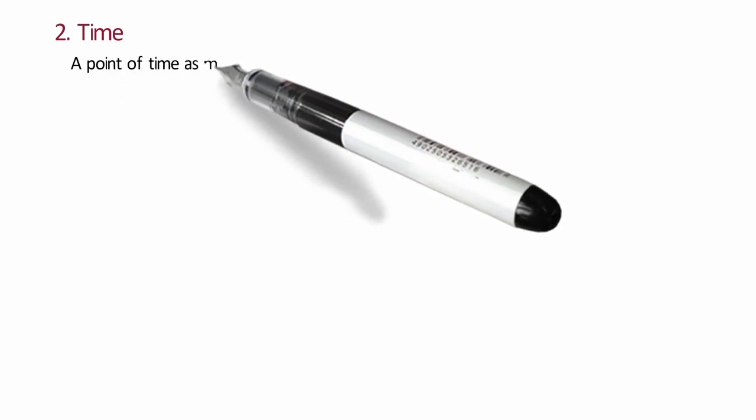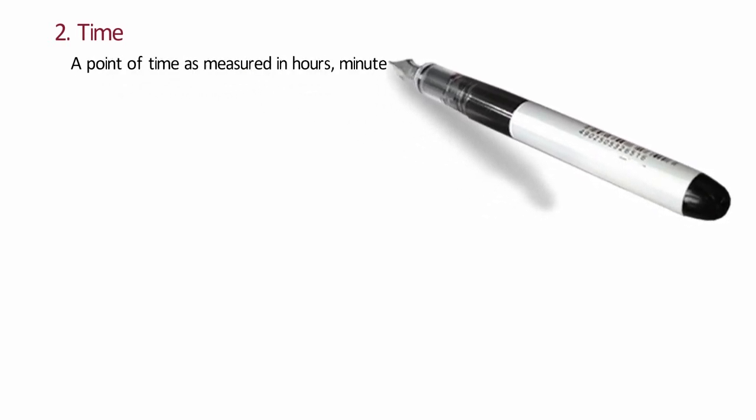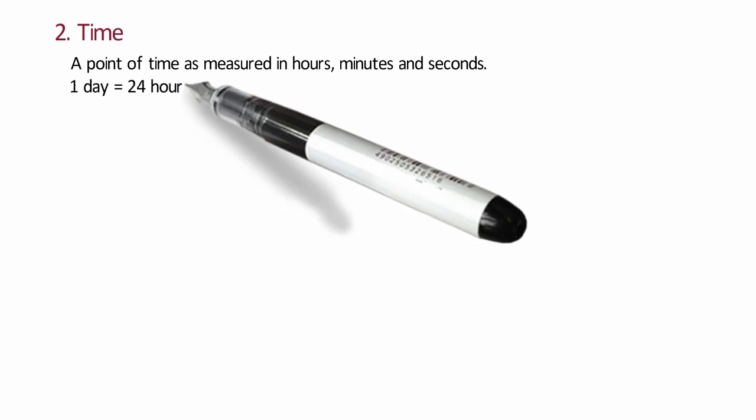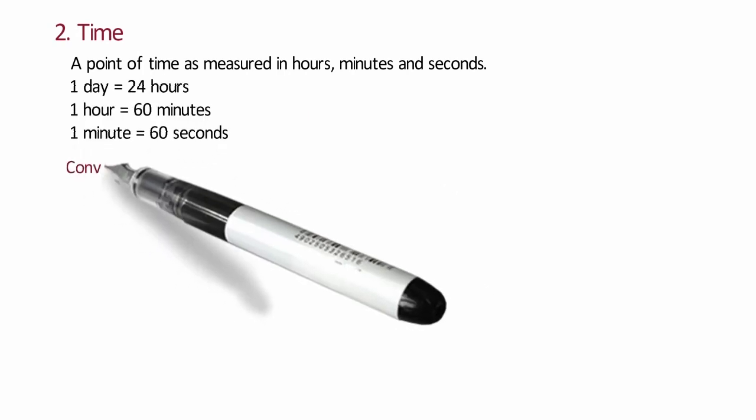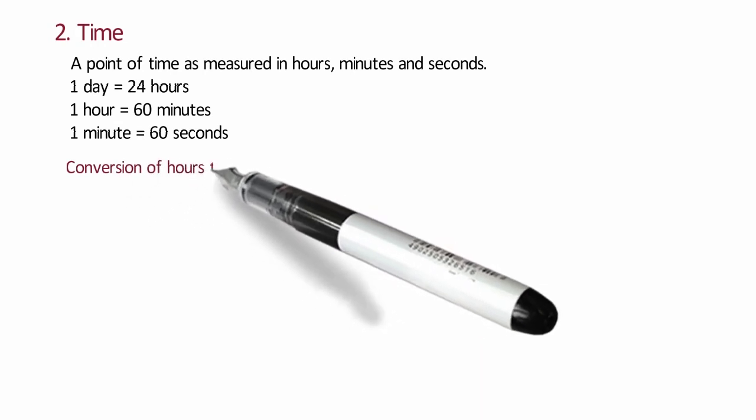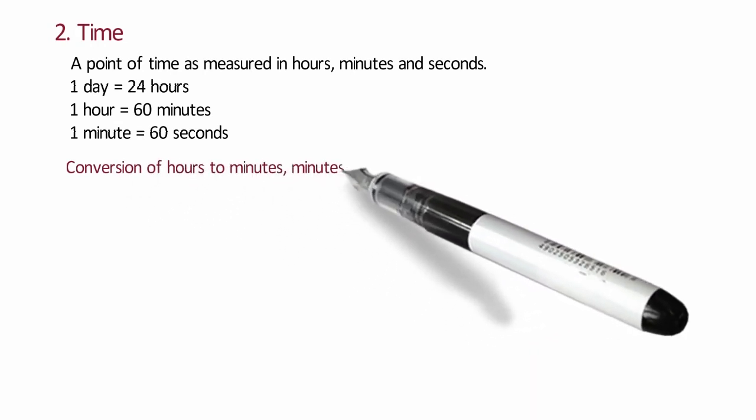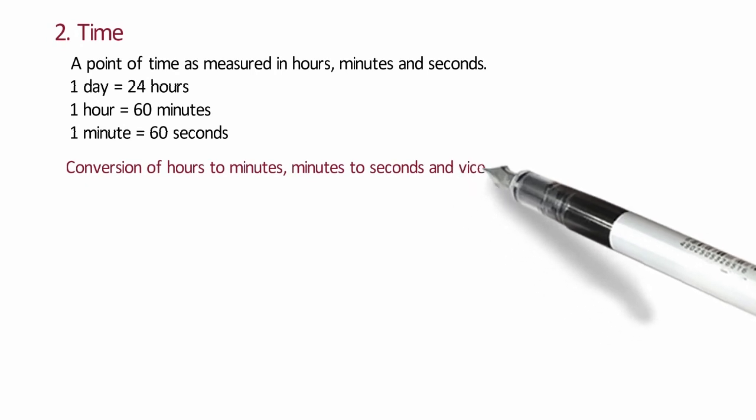Time. A point of time is measured in hours, then minutes and seconds. 1 day equals 24 hours. 1 hour equals 60 minutes. 1 minute equals 60 seconds. Conversion of hours to minutes, minutes to seconds and vice versa.